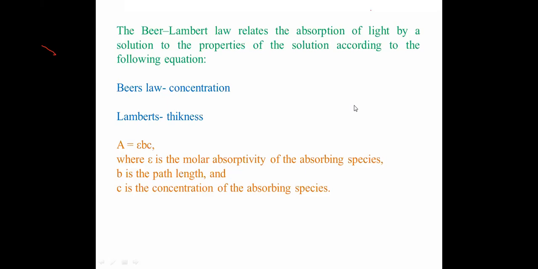Where epsilon is the molar absorptivity of the absorbing species. These things are very important while performing the practicals, in the calculations of absorptivity. What do you mean by the molar absorptivity? What do you mean by the specific absorption, etc.? b is the path length and c is the concentration of the absorbing species. So Lambert's and Beer's law is very important again.